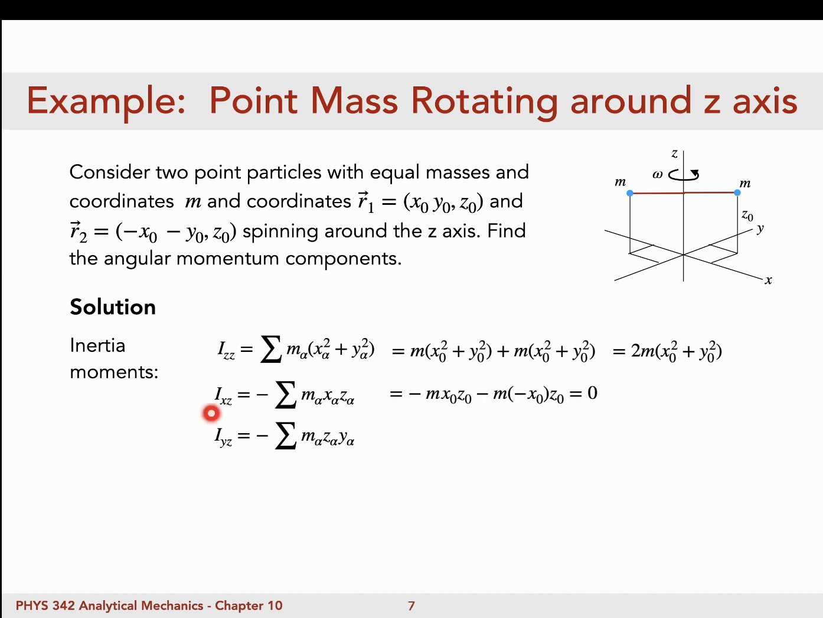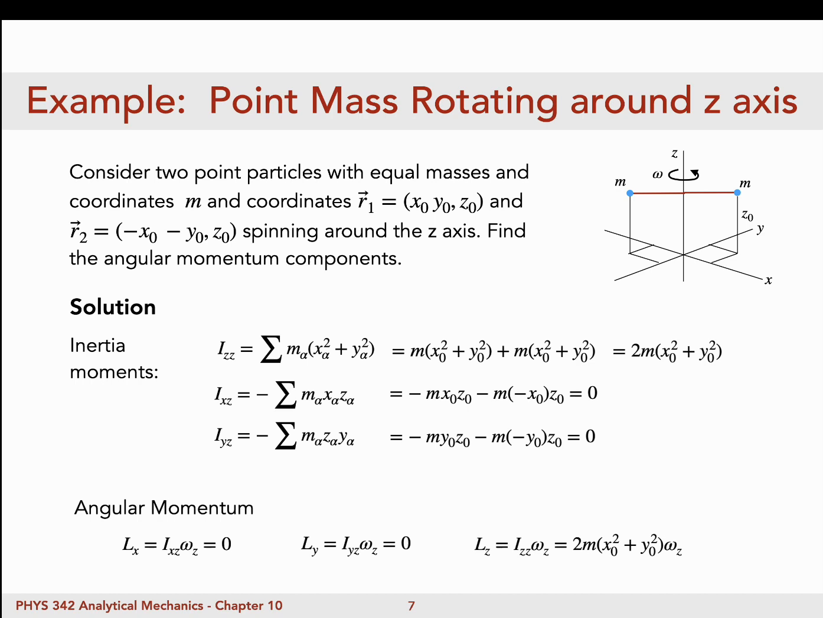For the I_xz term, say this mass will have a contribution of minus m x naught z naught. For this other one, we have a negative x naught component. So we have a negative x naught here. These two terms will cancel out to 0. Same thing happens with this term. We'll have a negative y term canceling these two out, so you get 0.